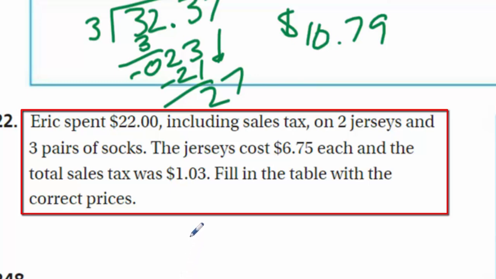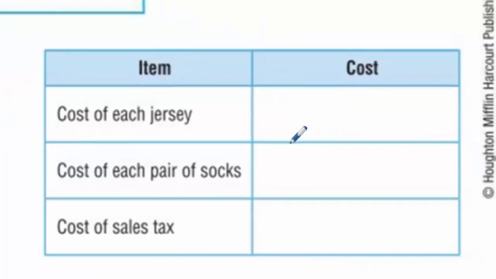All right. Now, number 22 says Eric spent $22, including sales tax, on 2 jerseys and 3 pairs of socks. It says the jerseys cost $6.75 each, and the total sales tax was $1.03. Fill in the table with the correct prices. Well, what do we know here? We have the cost of each jersey. Do we have that? We do.